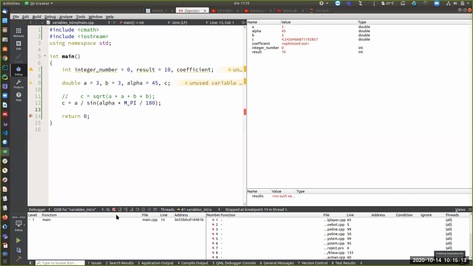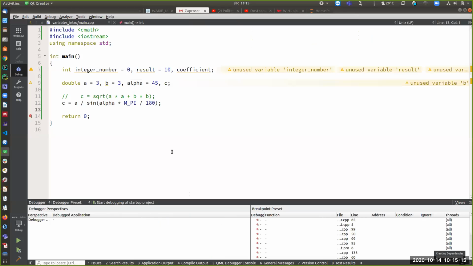Okay, so let's go no further, because now it's time for a break. So we have a half-hour break now, and we will continue after that.